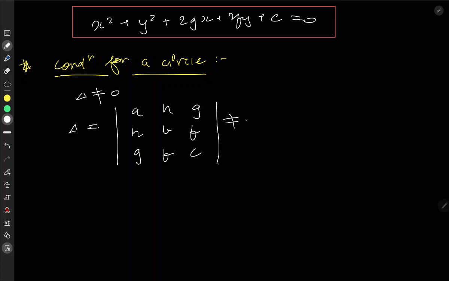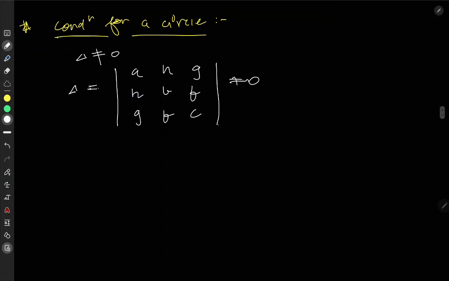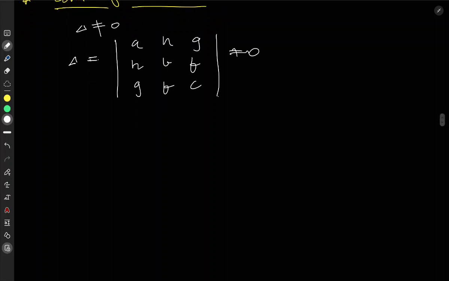This should not be equal to 0, and this is seen in two cases. One, in the case of a pair of straight lines, delta is equal to 0. This is not equal to 0 for the conic section. And if it is equal to 0, then it is either a pair of straight lines or equations of two lines combined. And this becomes the first condition.